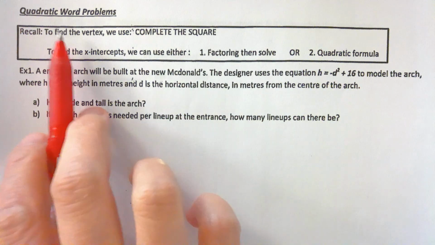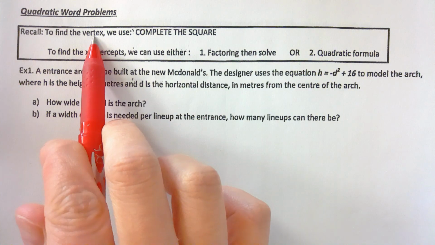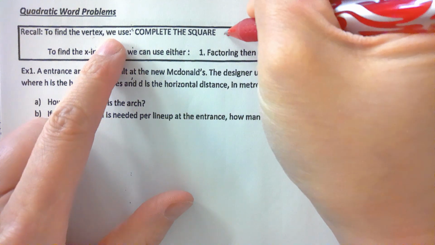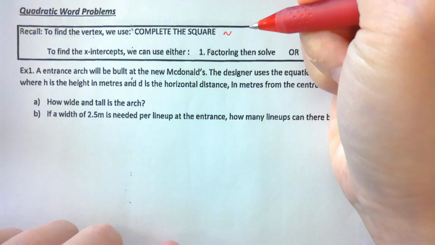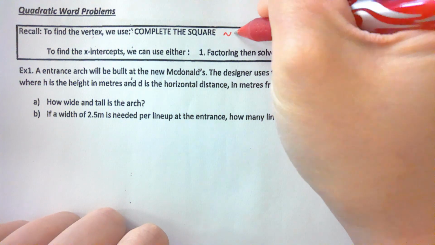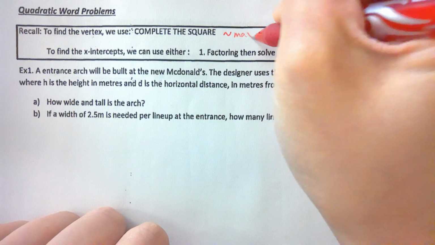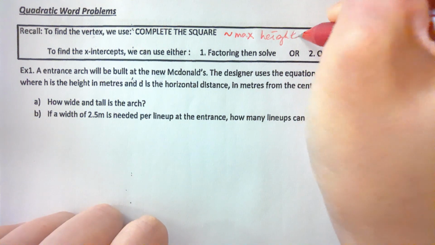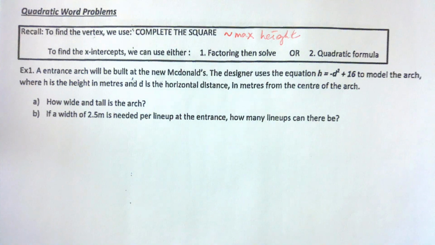So recall, to find the vertex, we use complete the square. In the word problem, where's your vertex? Height. Right, the maximum height or the minimum point. Okay, so the maximum or the minimum point.